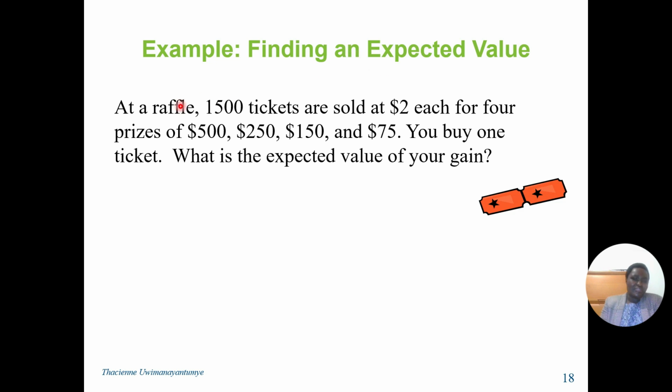Finding an expected value. Let's take this example. At a raffle, 1,500 tickets are sold at $2 each for 4 prizes of $500, $250, $150, and $75.